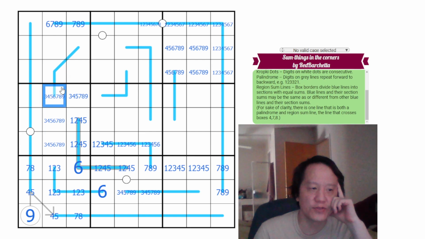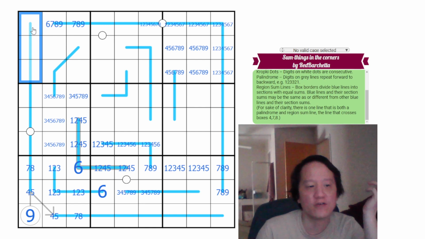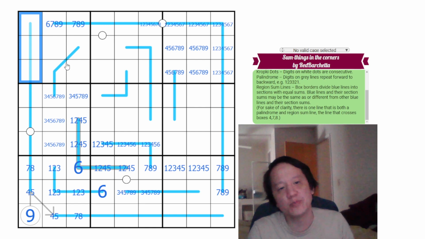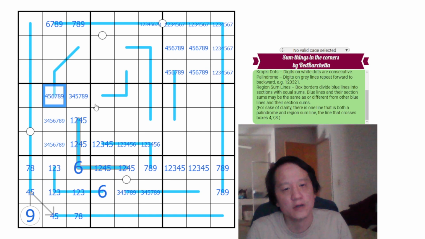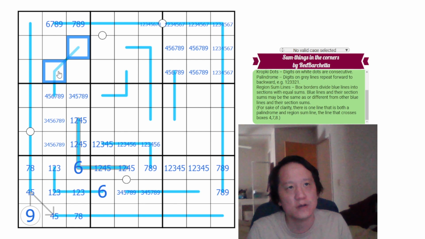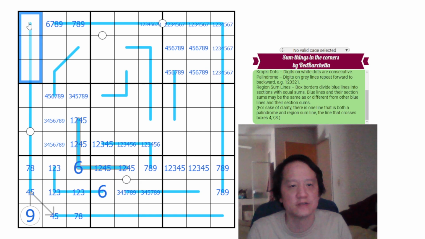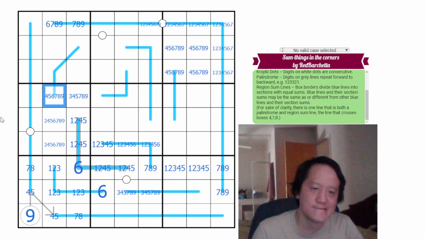So this can't be 3 for the same reasoning, right? Because if this is 3 and this is 1, 2, this cannot be 3, 4, 5. So this can't be 3. Can it be 4? If it's 1, 3, this could be 2, 4, 6. So that is a potential valid one. So 4 could be there. In addition, so we know this is 12. This is 12.